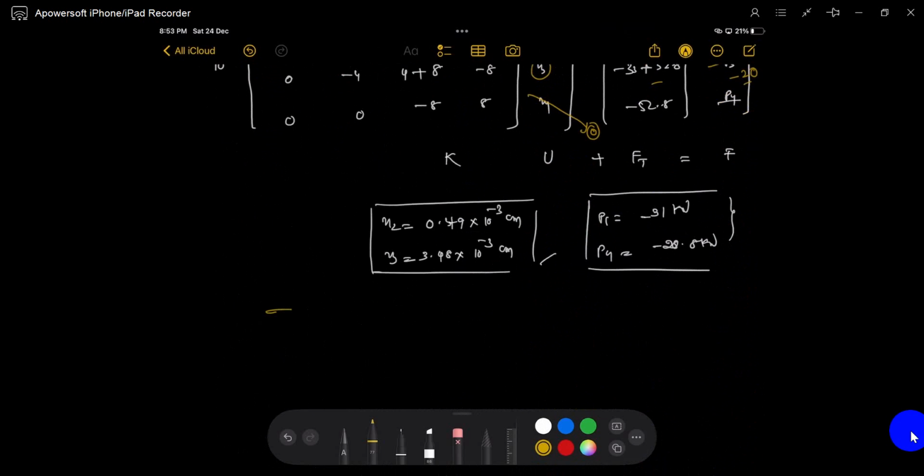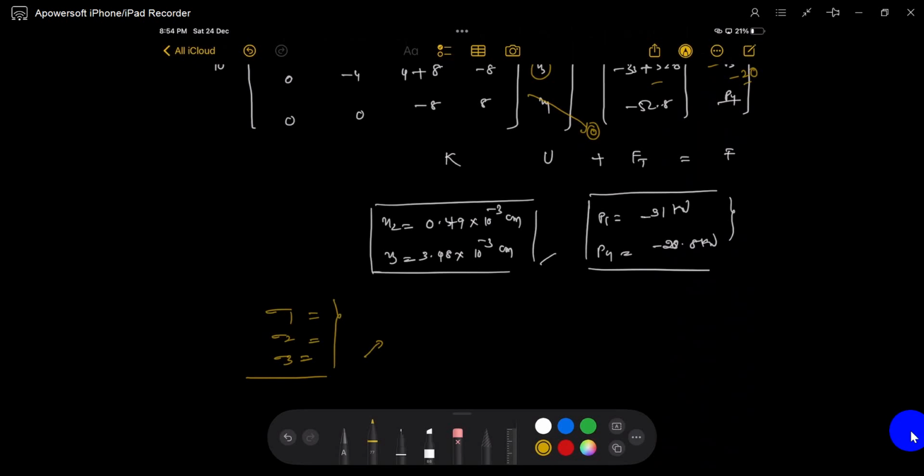You can find out the stress in element 1, element 2, and element 3. I don't want to find those values because it's already crossing 1 hour. Once you find the displacements and forces, meaning the reaction forces we are giving and the reactions they are giving to us, you can find the strains and stresses in the elements. Then only does it complete the analysis of the problem. Up to that we can't say it's over.